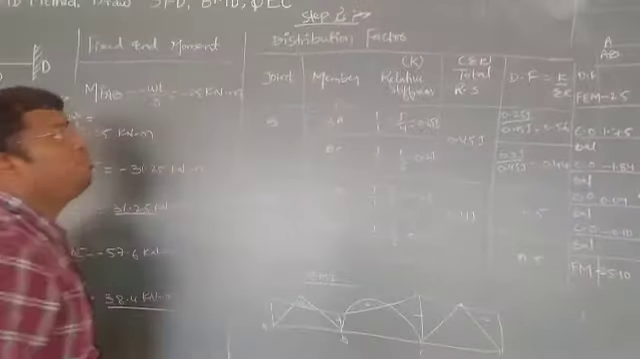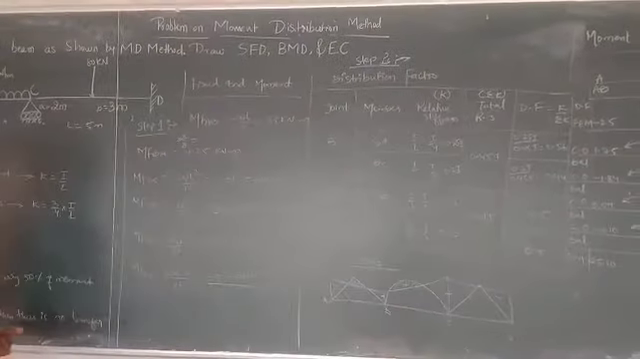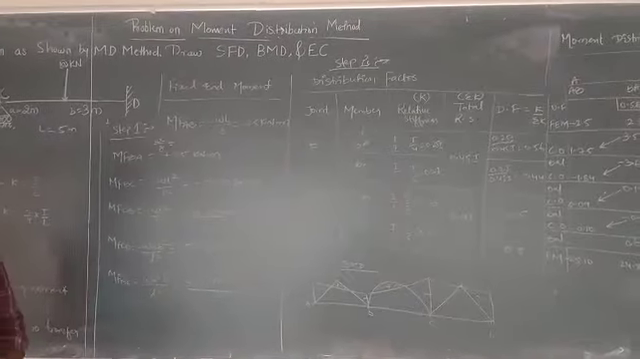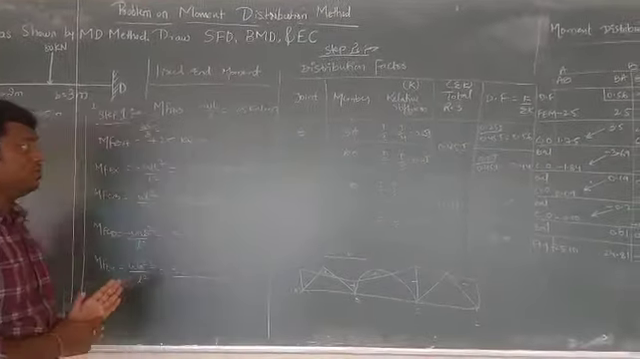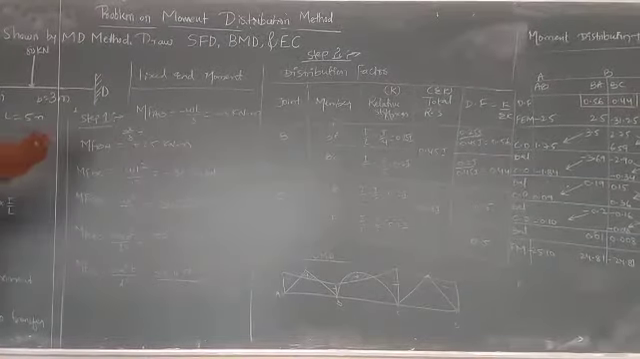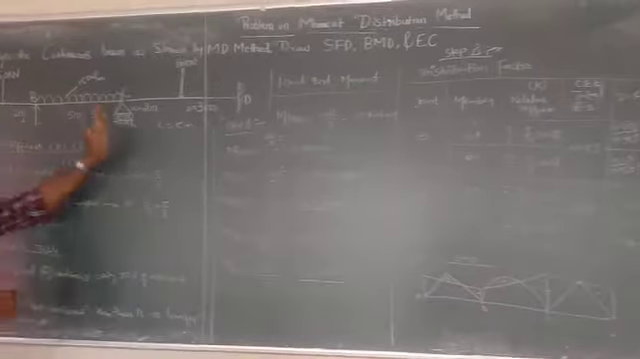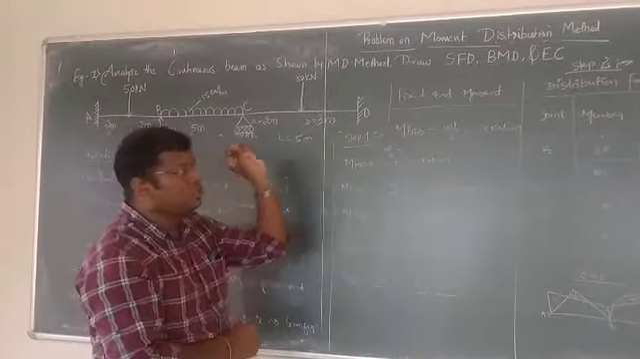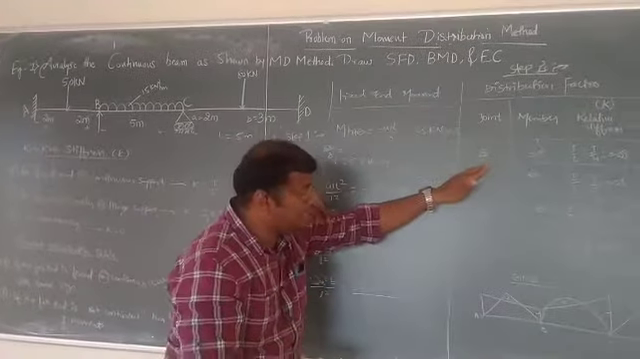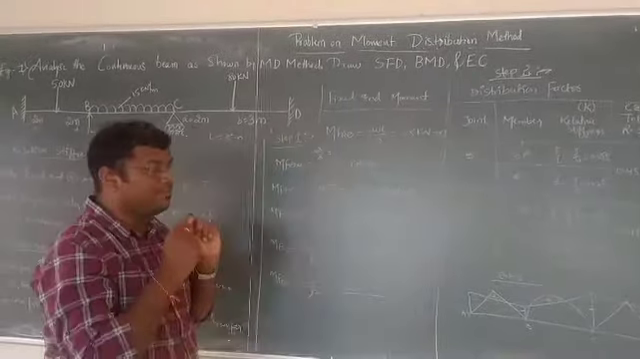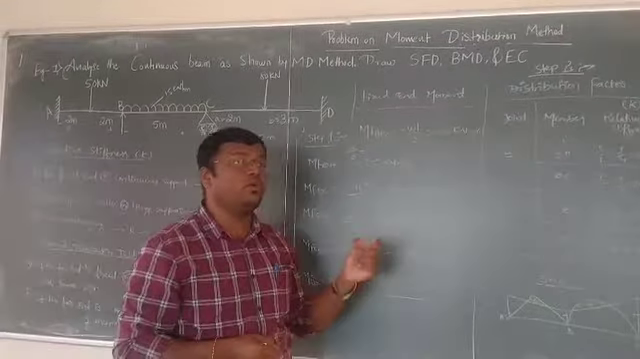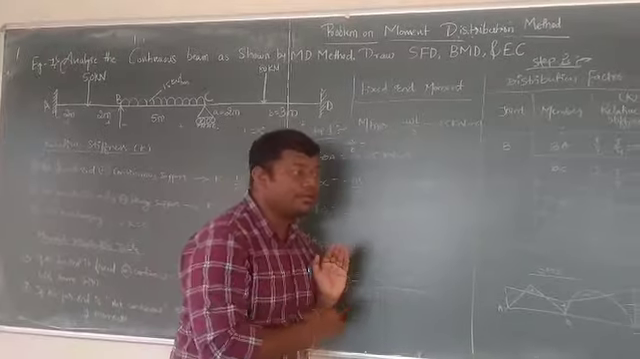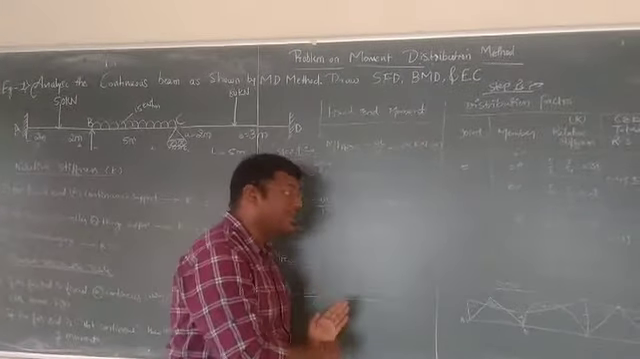Step 2 is to find out the distribution factor. Now, the distribution factor we calculate exactly at the intermediate supports. In this given figure, the intermediate supports are B and C. So we need to calculate the distribution factor at support B as well as support C. Please remember, I tell you again and again, distribution factors are calculated only at joints which are intermediate supports.